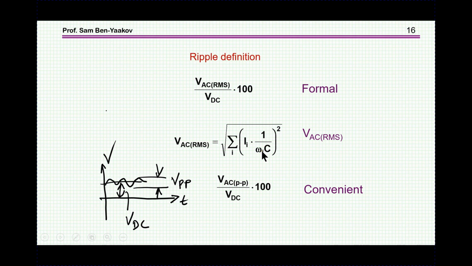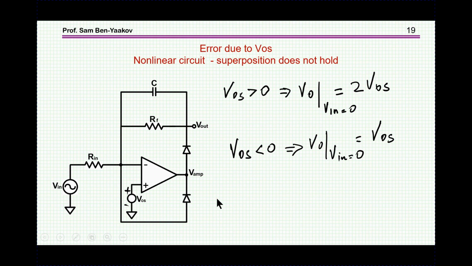So this is really very tedious. Now, a more practical definition of a ripple will be the VAC peak-to-peak over VDC. That is the peak-to-peak here. Now, this is very practical because you can find it out by looking at the oscilloscope and just looking at the peak. Let's turn now to the question of error due to the offset voltage.